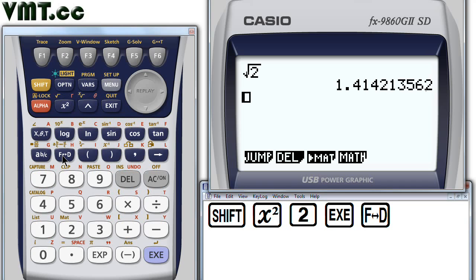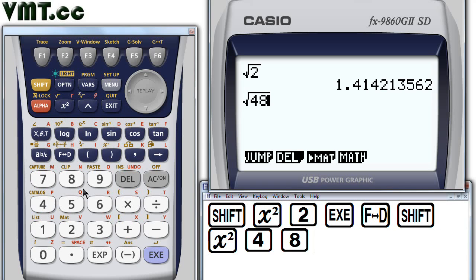For our second example, we want to simplify the square root of 48. So type in Shift square root 48, and execute. And we get an exact answer of 4 times the square root of 3, or simply 4 rad 3. In decimal form, it would look like the following.